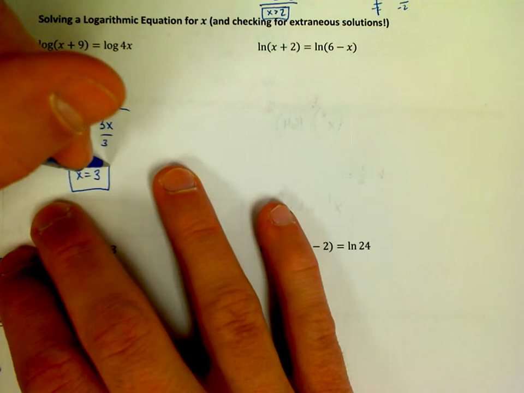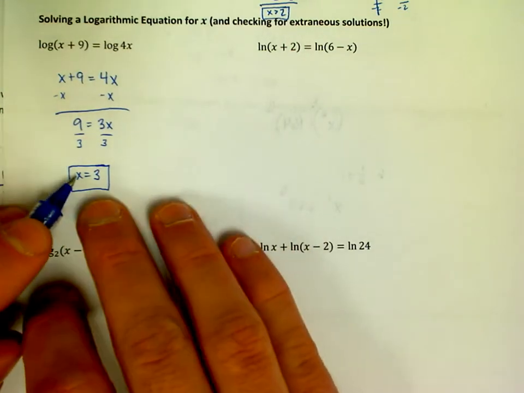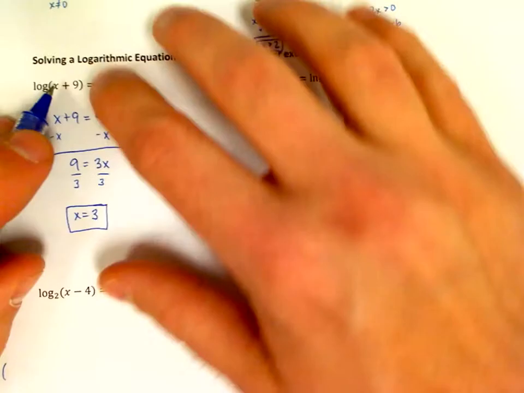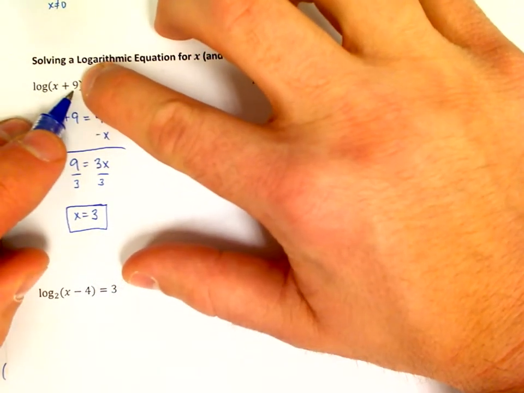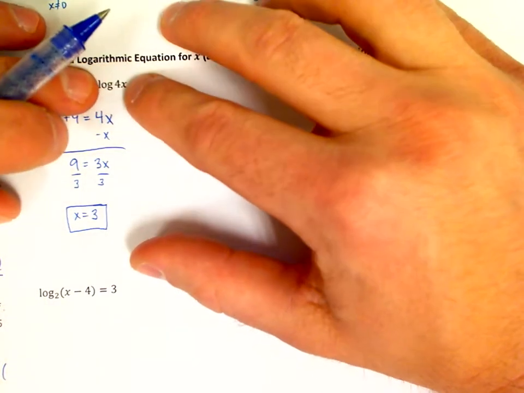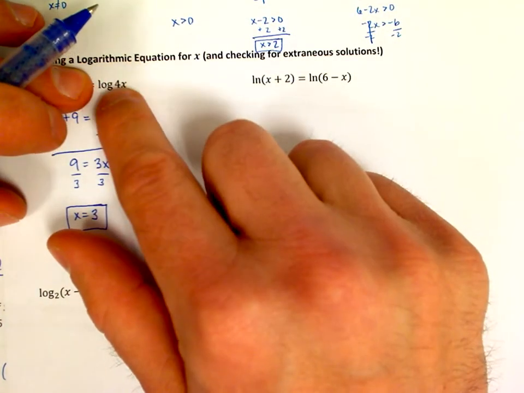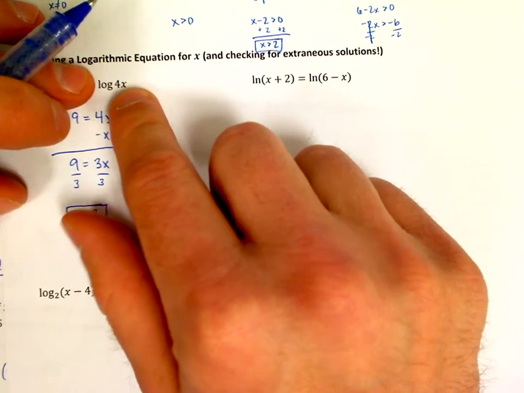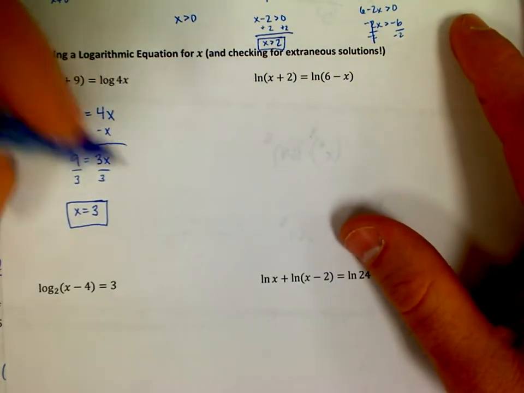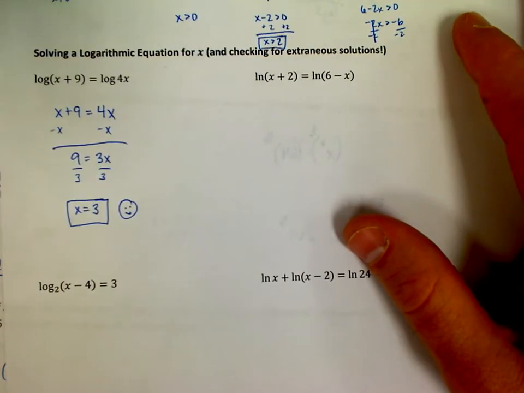Now I do need to go through and check this value. Let's make sure that whenever I put a 3 in, I get positive values for every single logarithm here. If I put a 3 in here, that's 3 plus 9, and that means I'm doing log of 12. So I'm cool there. That's greater than 0. Over here, if I do 4 times 3, I get a 12 as well. That is also a positive number. And so when all is said and done, I get log of 12 equals log of 12. We're going to be just fine there.